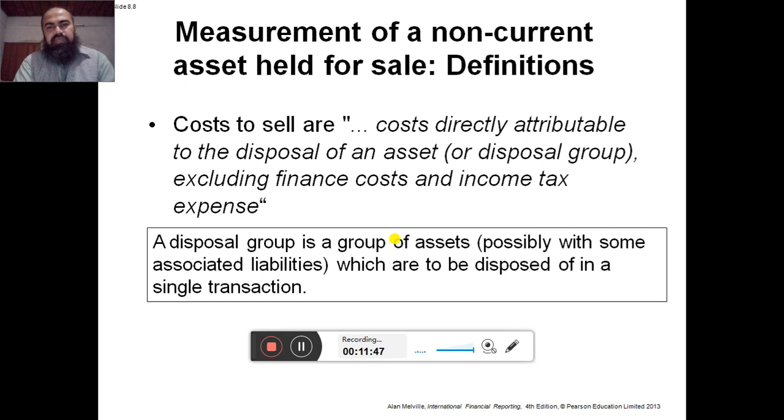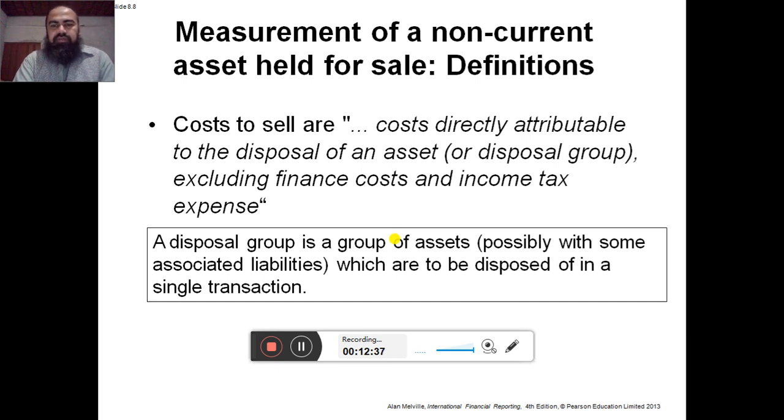You will be thinking, what could be cost directly attributable to the disposal of an asset? Take an example of a machine which is available at a factory, and now this organization decides to sell, and this machine would have to be removed from its place. Dismantling this machine from its place will cause some cost to an organization. So this could be a minor cost. Now I come to the term disposal group. This is a very important term. A disposal group is a group of assets which are to be disposed of in a single transaction.